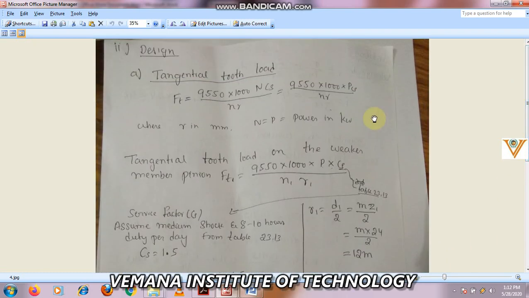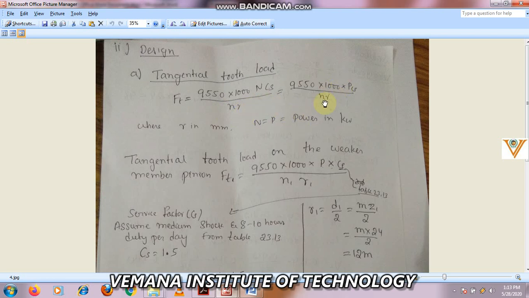This is the general tangential tooth load. FT is equal to 9550 into 1000 N C_s divided by N R, where N or P is the same power, C_s is the service factor, N is the speed, and R is the radius. Here we are going to design the gear system based on the weaker member. Which is the weaker member here? The pinion. So you have to take 1 as the pinion, so I will take N1 and R1.